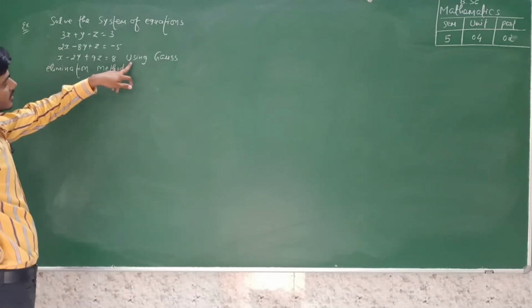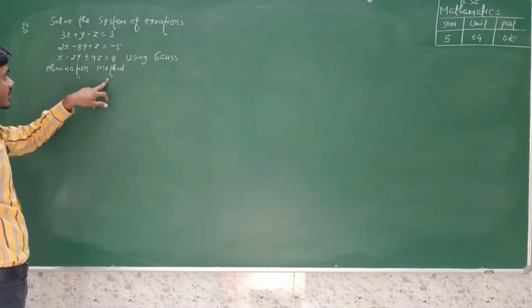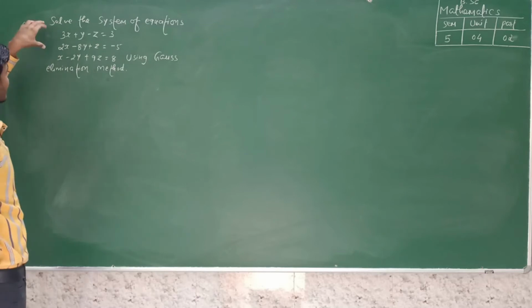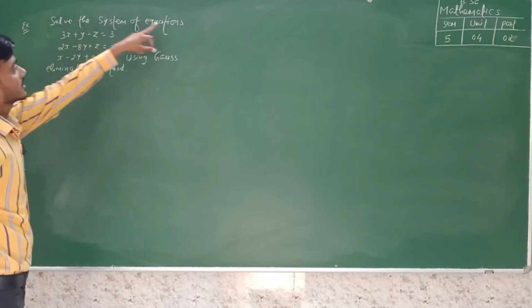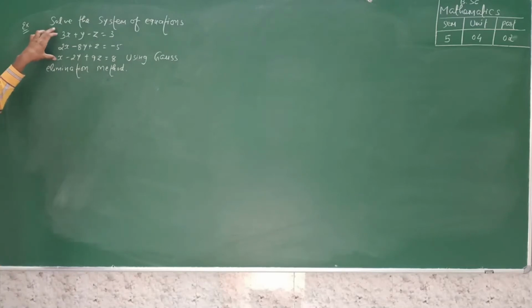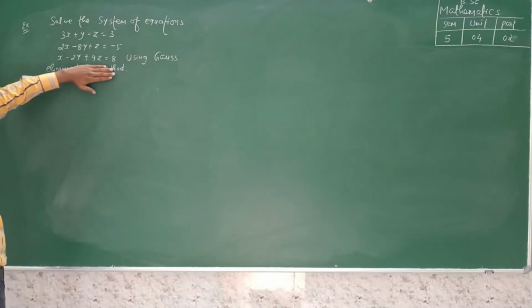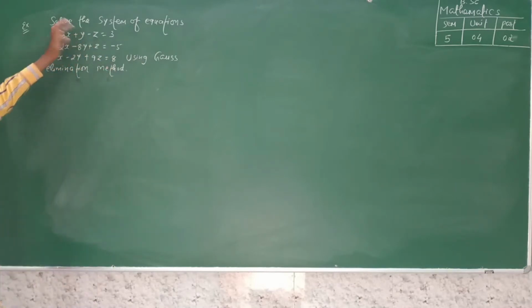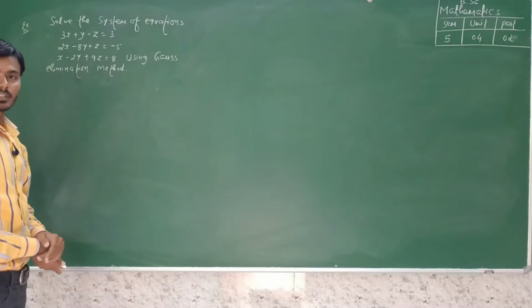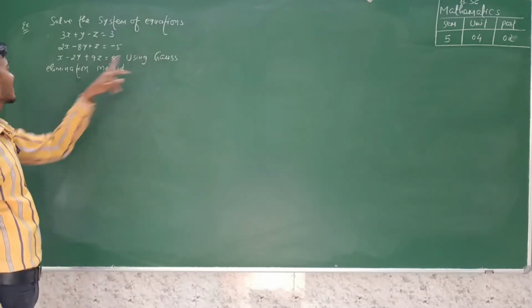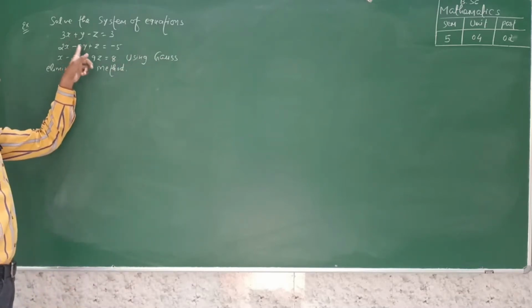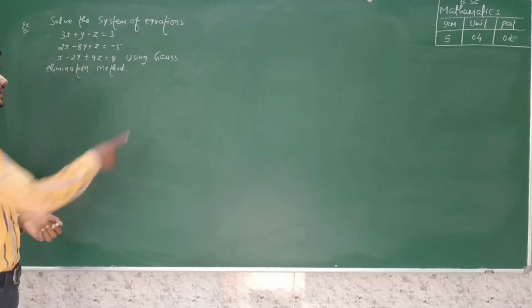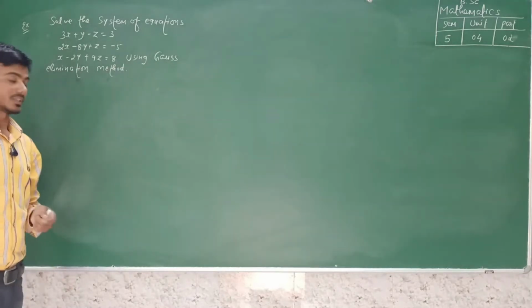Here it is written using the Gauss elimination method. But in the university exam, this question is asked this way: solve the system of equations, and three equations are given, but it is not written that you should use the Gauss elimination method. So the three equations can be solved by any method. But whenever it says using the Gauss elimination method, the system of equations must be solved only using the Gauss elimination method.